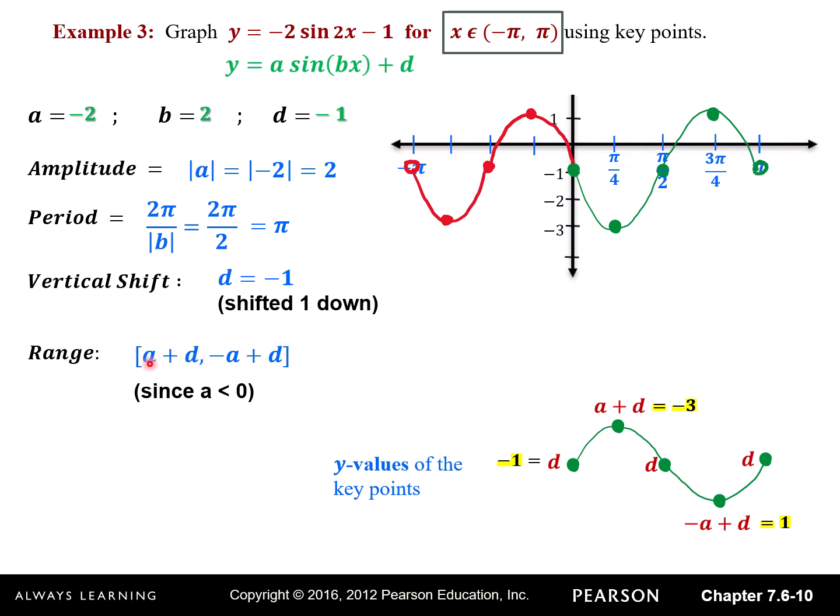And then for the range, the minimum is negative 3 up to 1. Or following the formula, since A is negative, this maximum will be the minimum and this minimum will be the maximum. So it's from negative 3 up to 1.